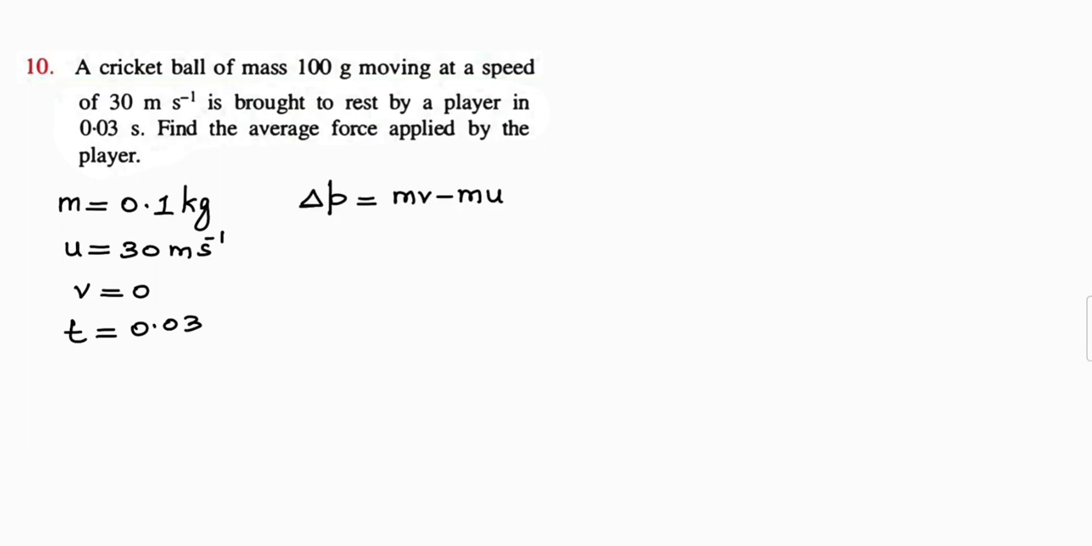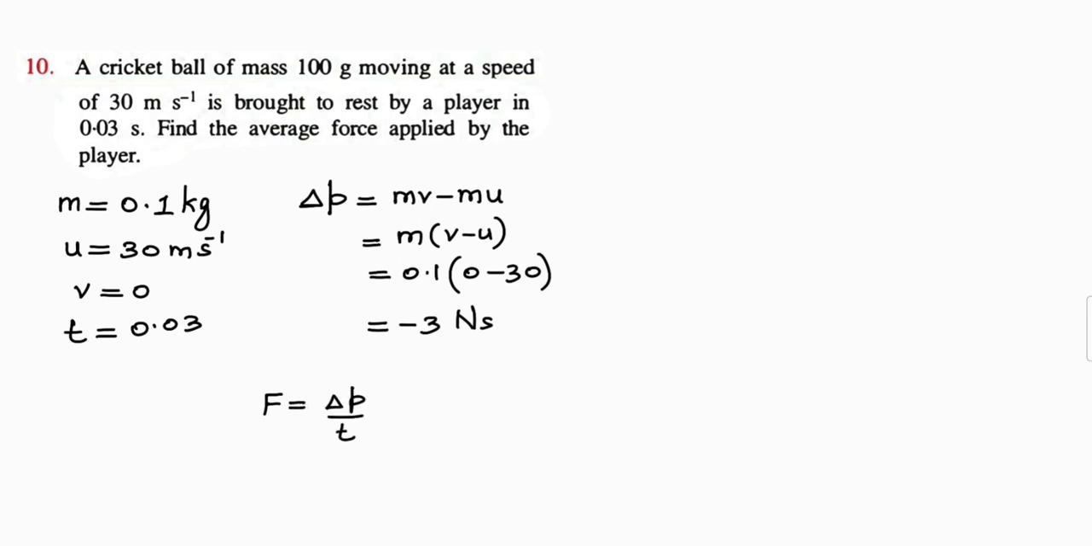Okay. First step, I am finding change in momentum where I am taking mv minus mu. So it will be 0.1 into 0 minus 30. So the change in momentum is negative. According to Newton's second law, force is nothing but equal to rate of change of momentum. Substitute the values. Answer is minus 100 newtons. And this minus sign stands for what? That this is the retarding force.